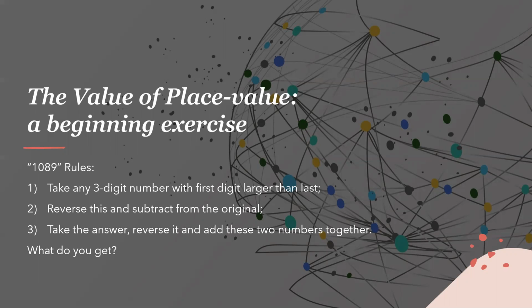So here are the rules. Take any 3-digit number with the first digit larger than the last. Okay, so somebody give me one. I want to make sure that I'm not cheating. Yes, 542. So that's a 3-digit number with the leftmost digit bigger than the last. Okay, and then the next rule says to reverse that and subtract from the original, which would be 245.